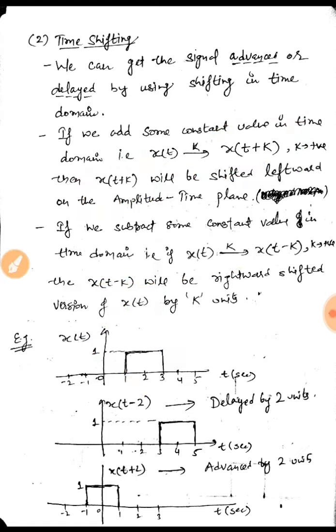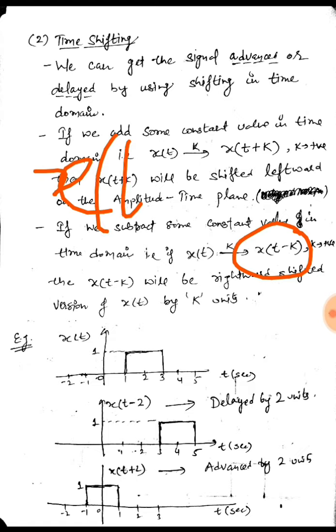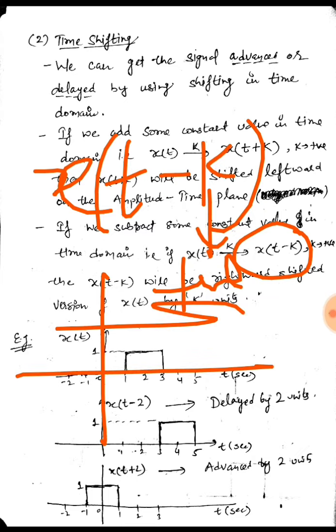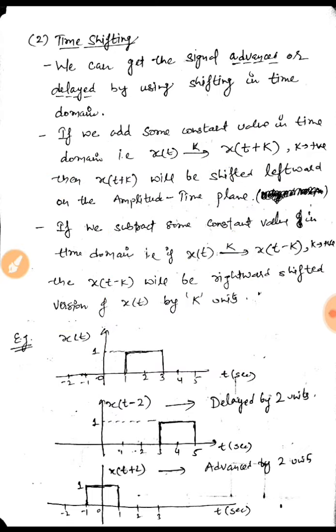Or if we subtract some constant value, that is, if we subtract x of t minus k, where k is a positive value, then the signal x(t) would be shifted rightward, that is, it will be delayed by k units. So this is how we can delay a signal, or advance it, by adding or subtracting something in the time domain.